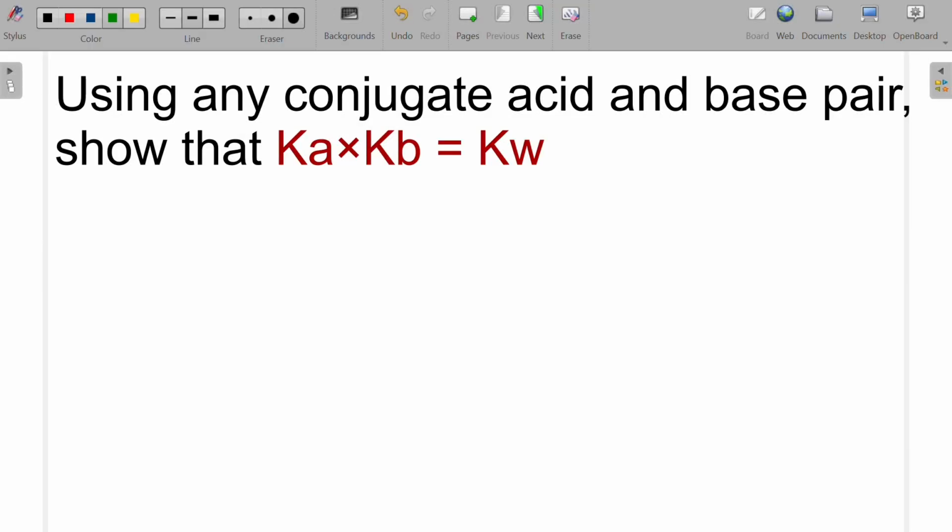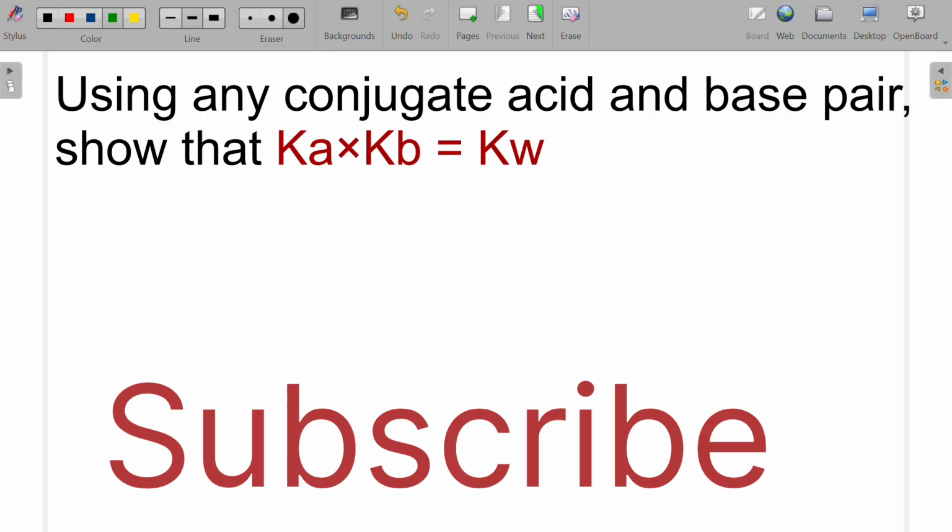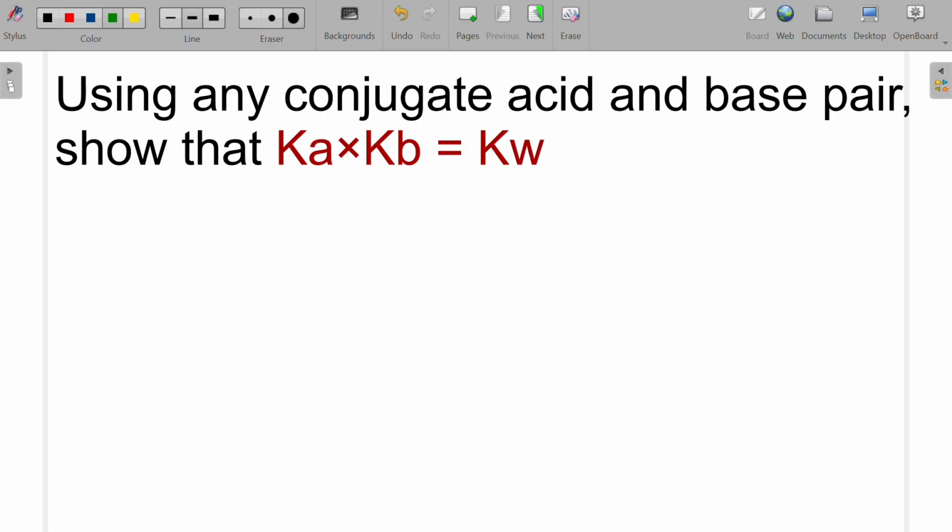Hello viewers. So we have this question that says using any conjugate acid and base pair, show that Ka multiplied by Kb is equal to Kw. Well, we are taught to say we can choose any acid and base pair. So I'm choosing formic acid. Formic acid has a formula of HCOOH.